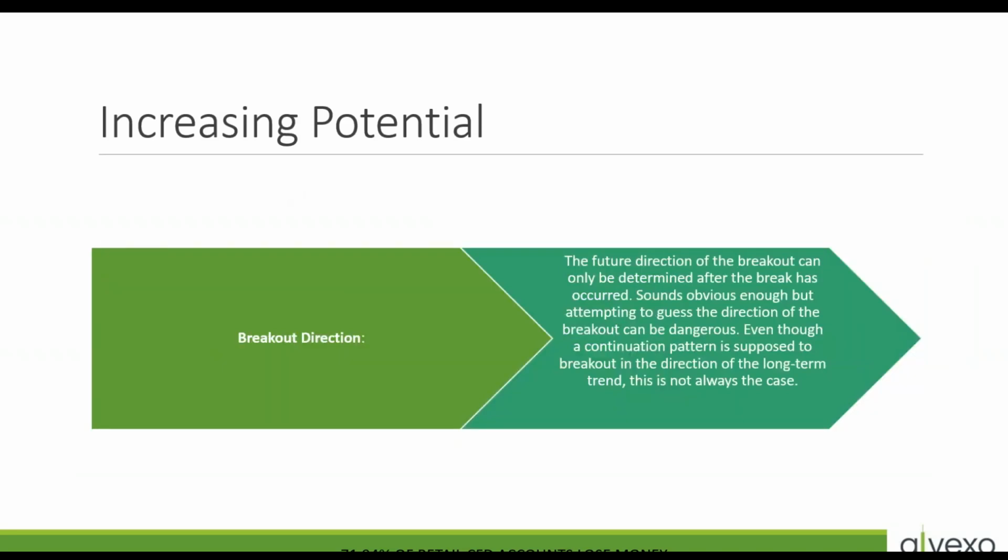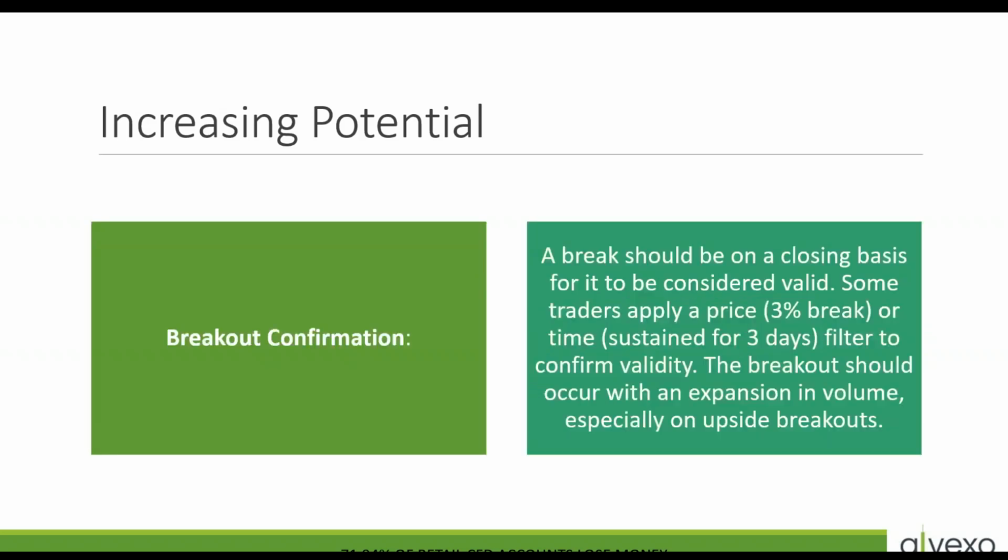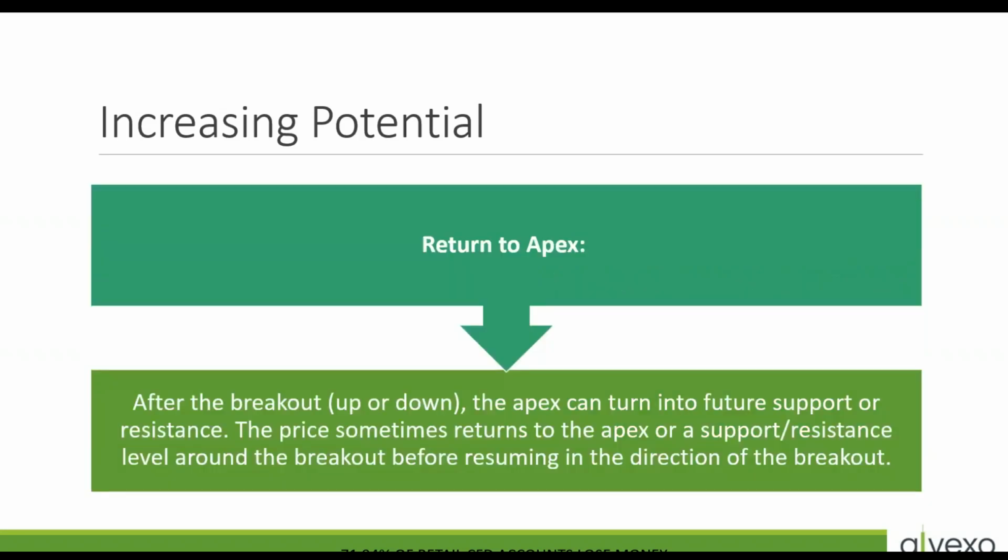And then the future direction of breakout can only be determined after the break has occurred. Sounds obvious enough, but attempting to guess the direction of the breakout can be very dangerous. Even though a continuation pattern is supposed to break in the direction of the long-term trend, this is not always the case. A break should be on a closing basis for it to be considered valid. Some traders apply a 3% breakout. Sometimes it must be sustained for 3 candles or 3 days, to filter and confirm validity. The breakout should occur with an expansion of volume, especially on upside breakouts.